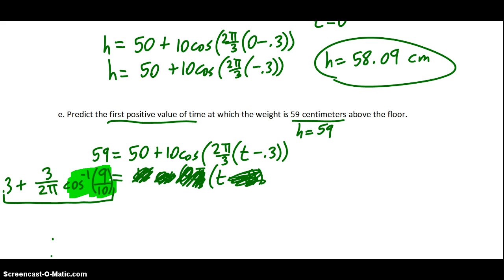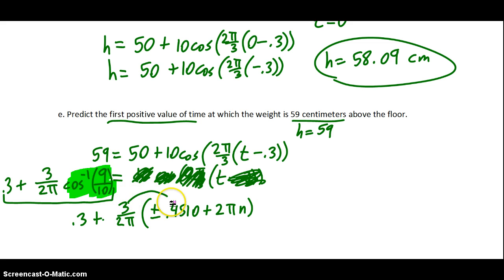0.4510. Okay? When you do that, you also have to include plus or minus, because with cosine, it could be the positive one or it could be the negative one. So plus or minus 0.4510. Obviously, it varies every 2 pi, right? So 2 pi n. Alright, let's distribute this 3 over 2 pi business.